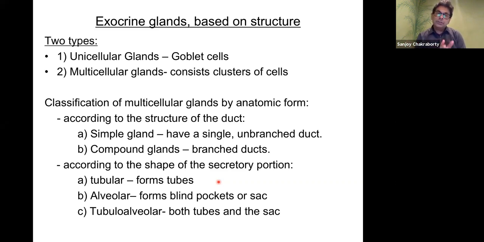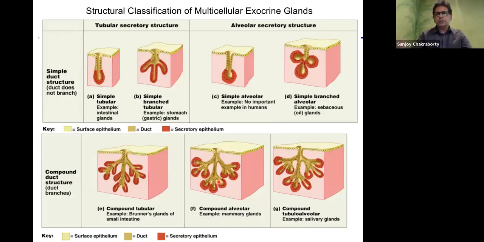And a third variety is tubular alveolar, meaning you have the same lane. You go along the lane, and at the end of the lane you have not a sharp dead end, you have a cul-de-sac. So you have a lane and then a cul-de-sac, that's a tubular alveolar structure, meaning both tube and sac form. So according to the structure of the duct, multicellular glands are two types, simple and compound. According to their secretory portion, there are three types: tubular, alveolar, and tubular alveolar. If you put them together, that is the explanation in the picture. We don't need to put them together.